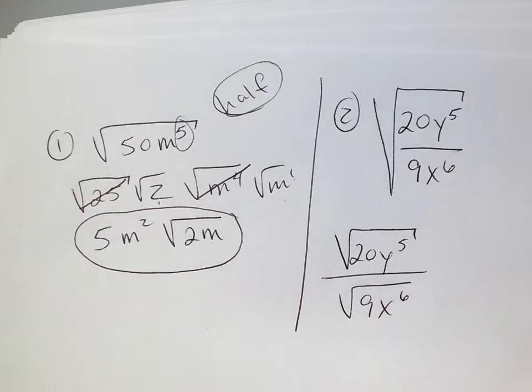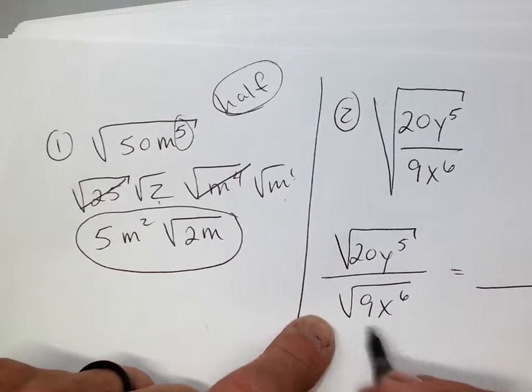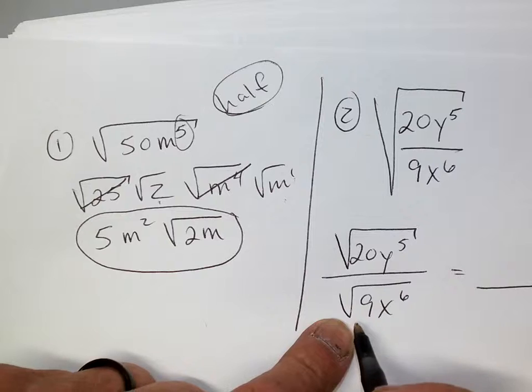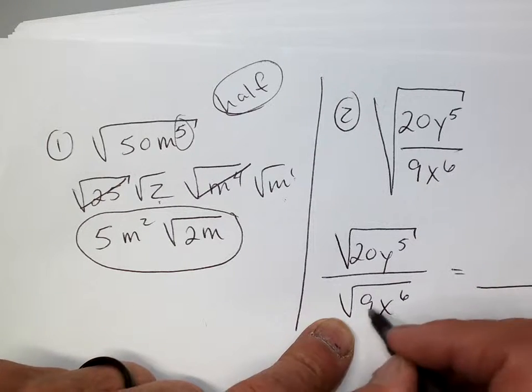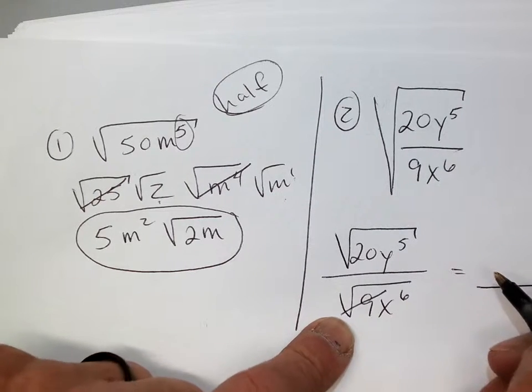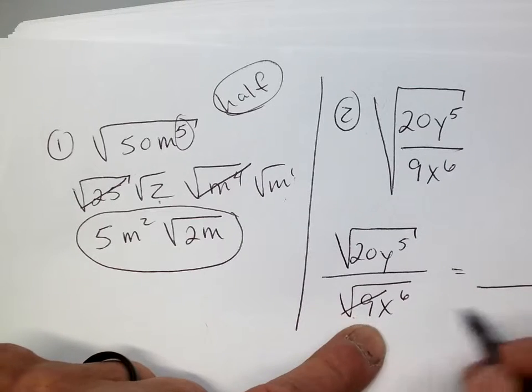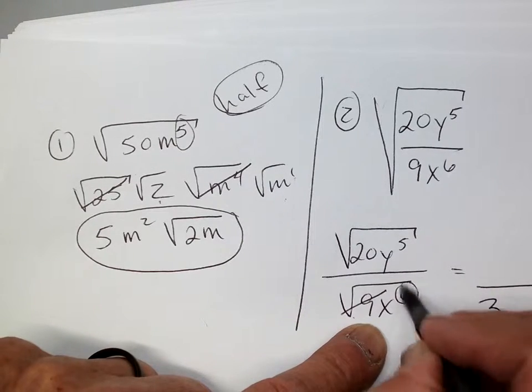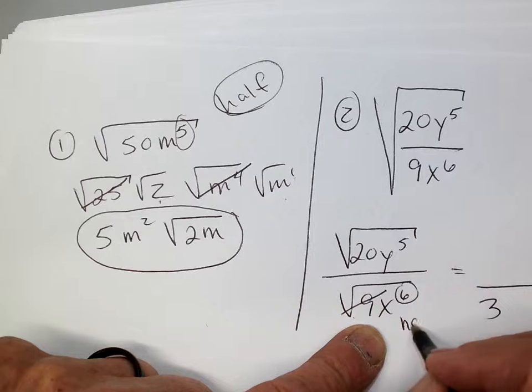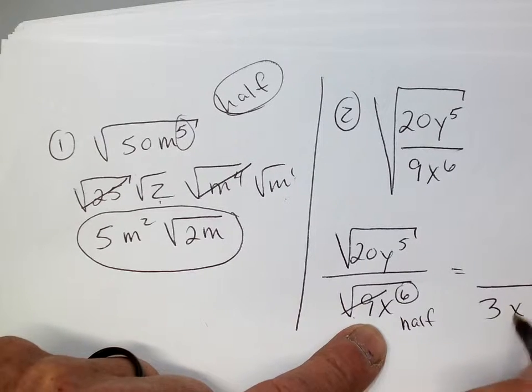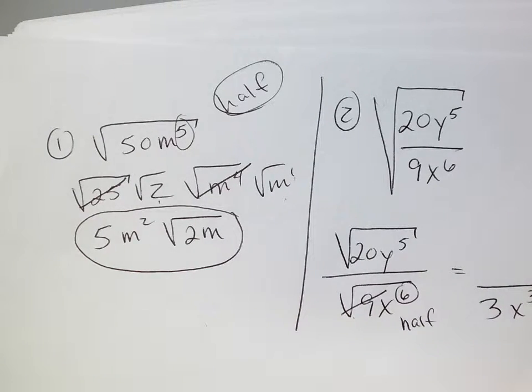Now, there's some easy stuff right off the bat. So let's get the easy stuff. I can go straight to the square root of 9. Square root of 9 is 3. If I get going too fast, tell me to slow down, okay? And I can take half my exponent and make that x to the 3rd. That's the easy stuff, and that's done.